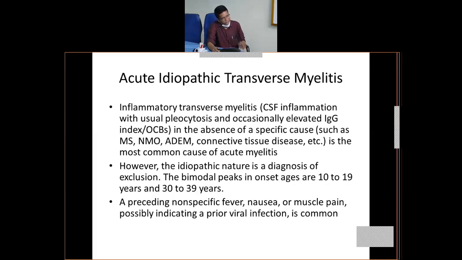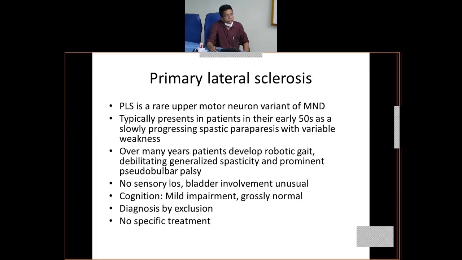Why is it important? Again, because the treatment protocol is totally different. If you label the patient as acute idiopathic transverse myelitis, you have to give pulse steroid, maybe methylprednisolone 1 gram OD for 3 days, followed by oral steroid. And if it is infective or other causes, then you have to treat the primary cause.